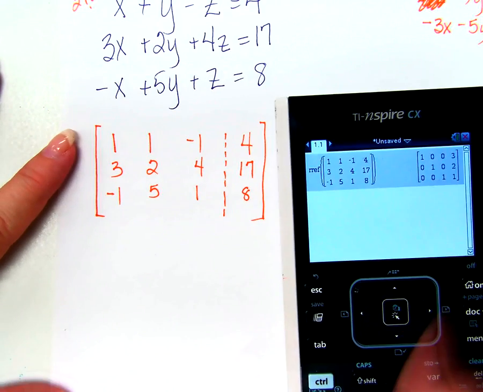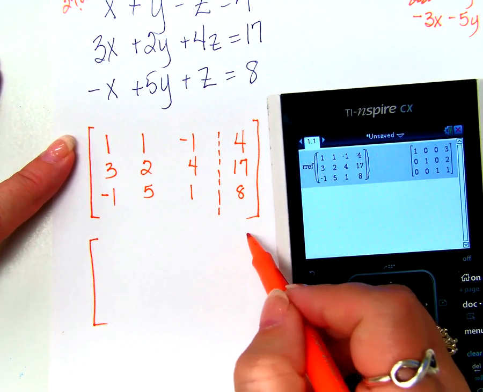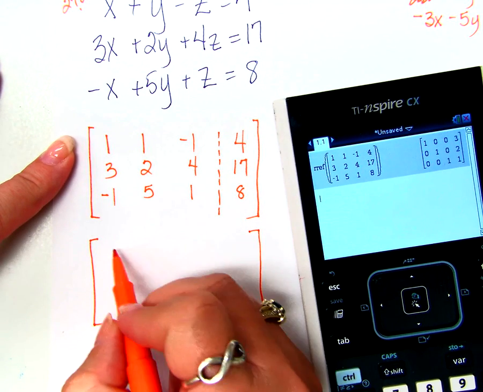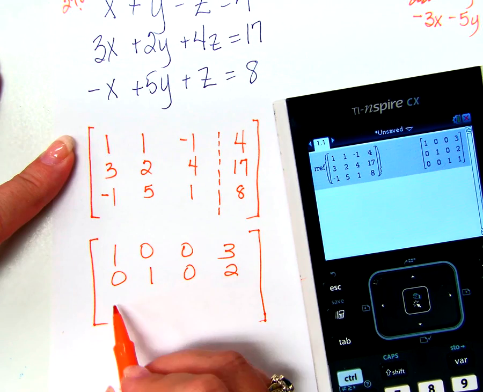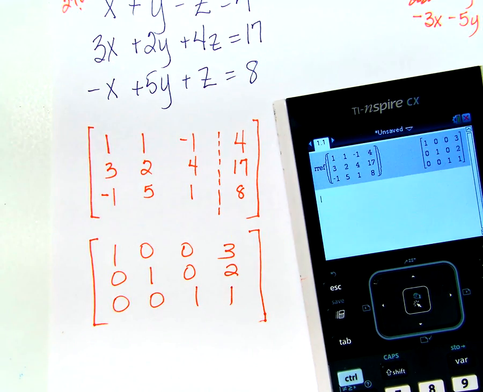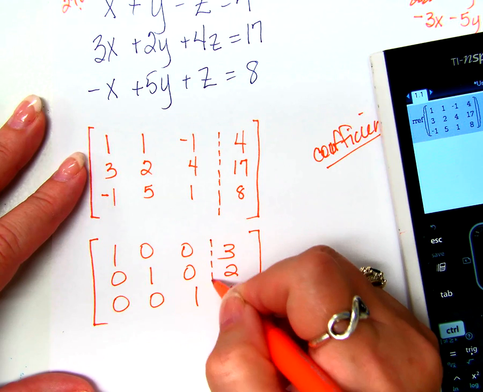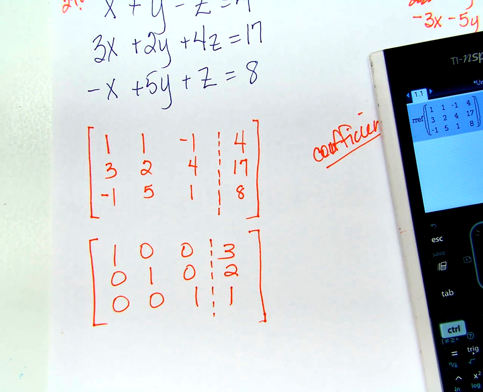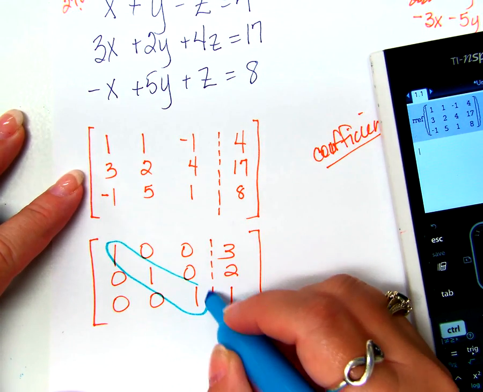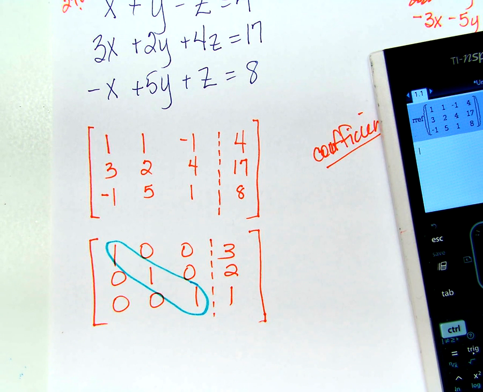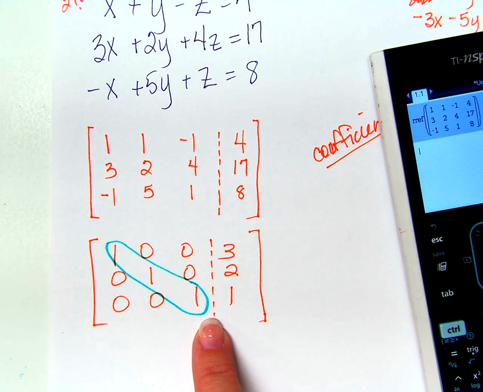So the matrix that it told us looks like this. 1, 0, 0, 3, 0, 1, 0, 2, 0, 0, 1, 1. And remember, we have that dotted line right there, our augmented matrix. Okay? So, something important for you to notice. A diagonal of 1s. If you have a diagonal of 1s, we're not going to write this down, but I want you to think about it.